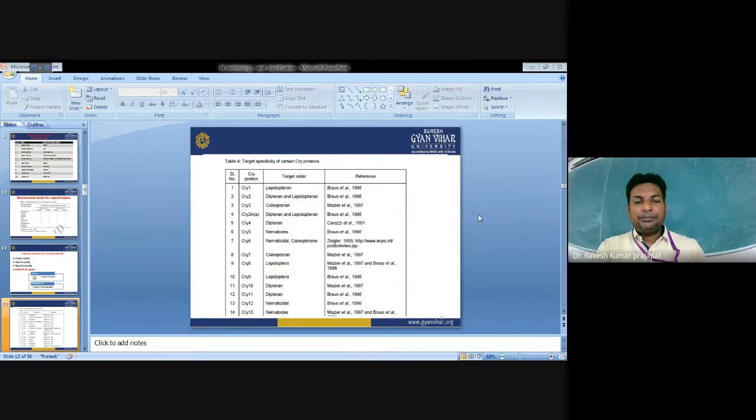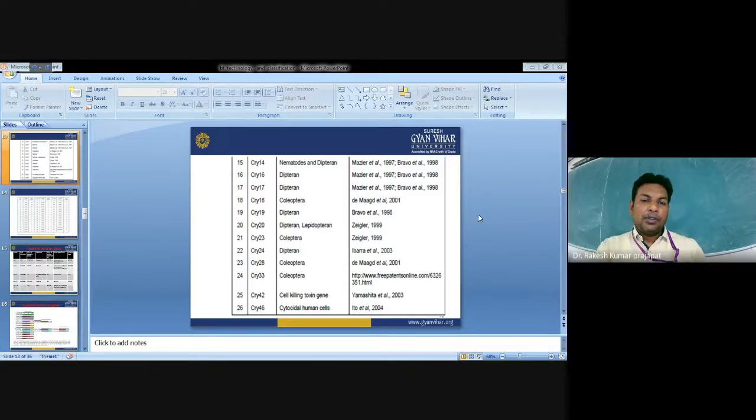Cry4: Diptera. Cry5: Nematodes. Cry5 and Cry6: Nematodes, with nematicidal activity. They have been well characterized for these target orders. Cry7: Coleoptera. Cry8: Lepidoptera. Cry9: Lepidopterans, Dipterans. Cry12 and 13: nematicidal activity. Cry14: again nematodes. Cry16 and 17: Dipterans. Cry18: Coleoptera. So these different classes of the Cry proteins have specificity against different insect orders.